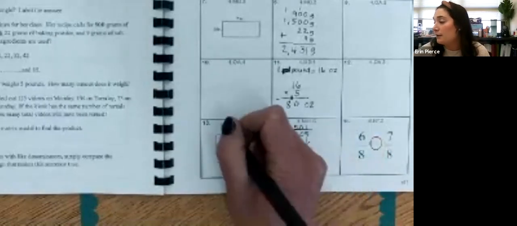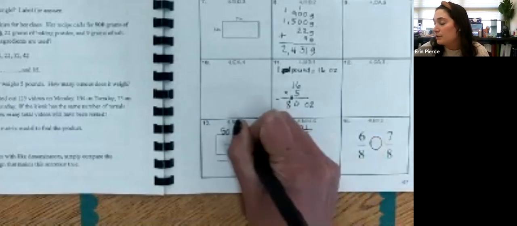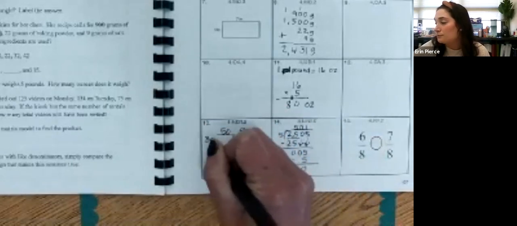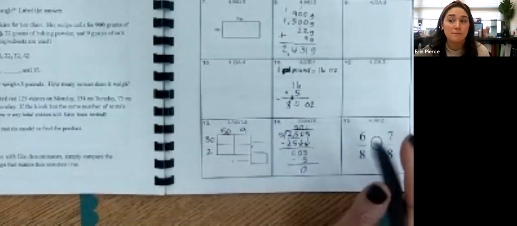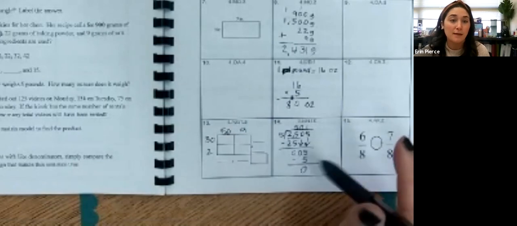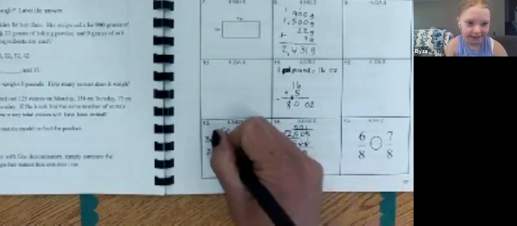We have 59 and 32. 30 times 50. Eliza. 1,500. 1,500. 30 times 9. Olive. 270. 270. 50 times 2. Kira.